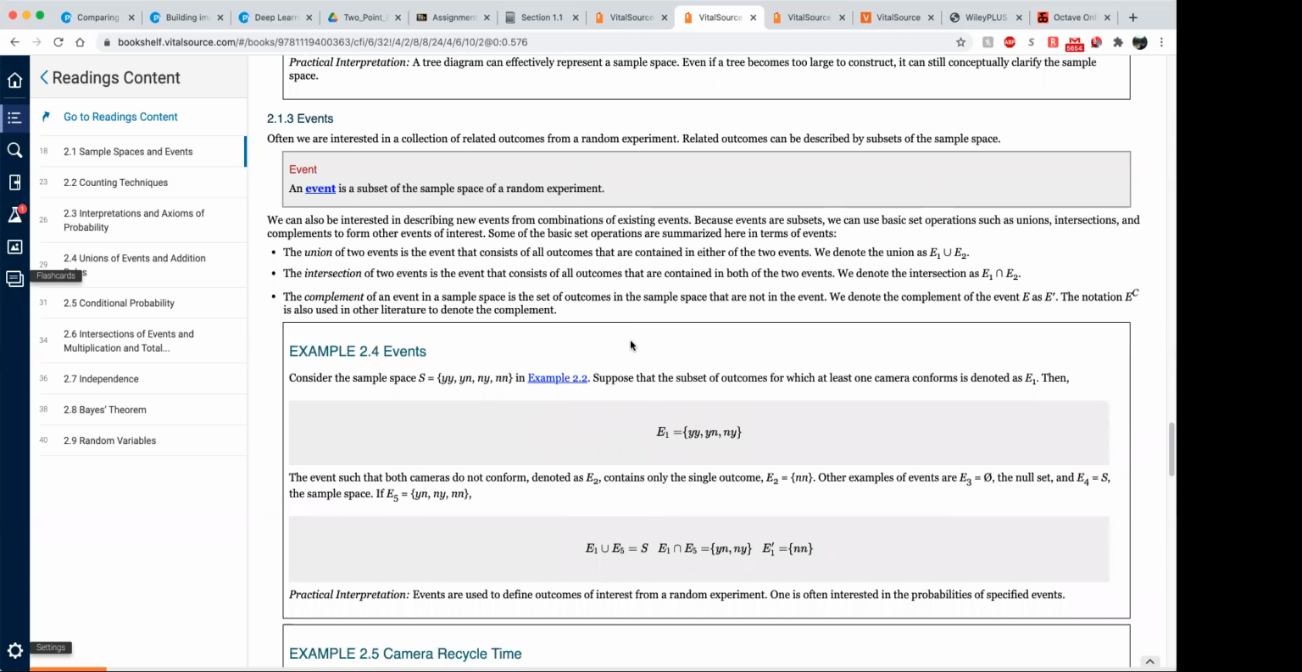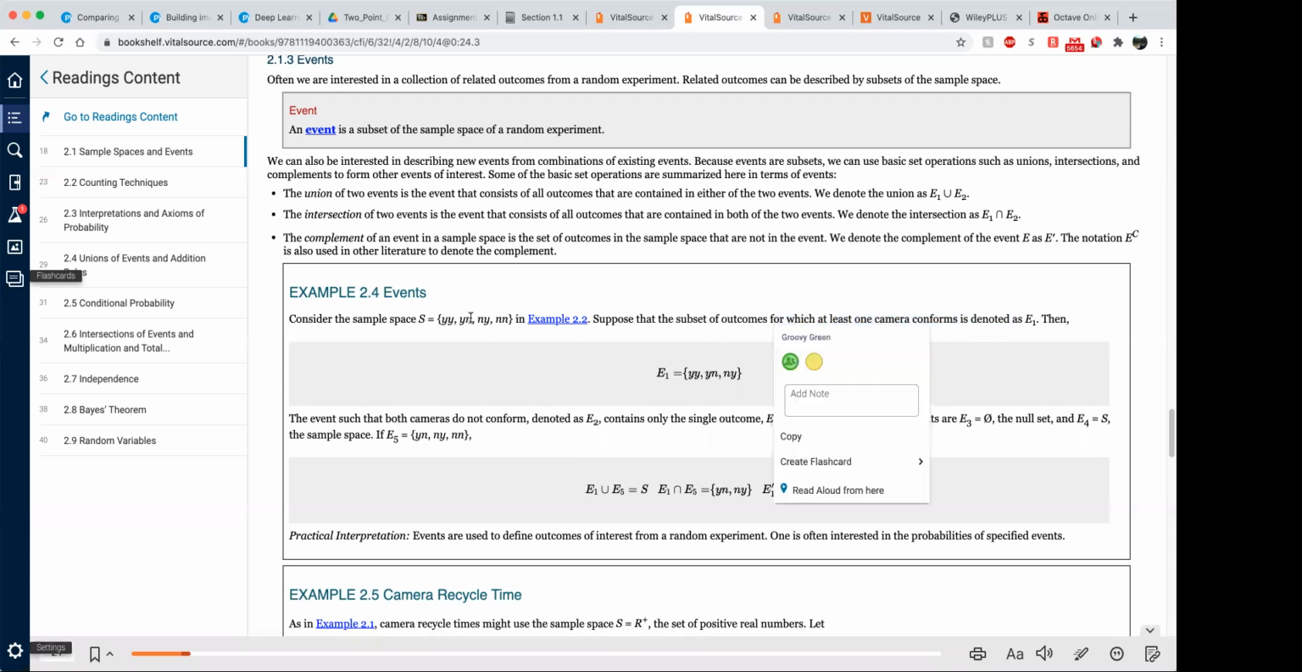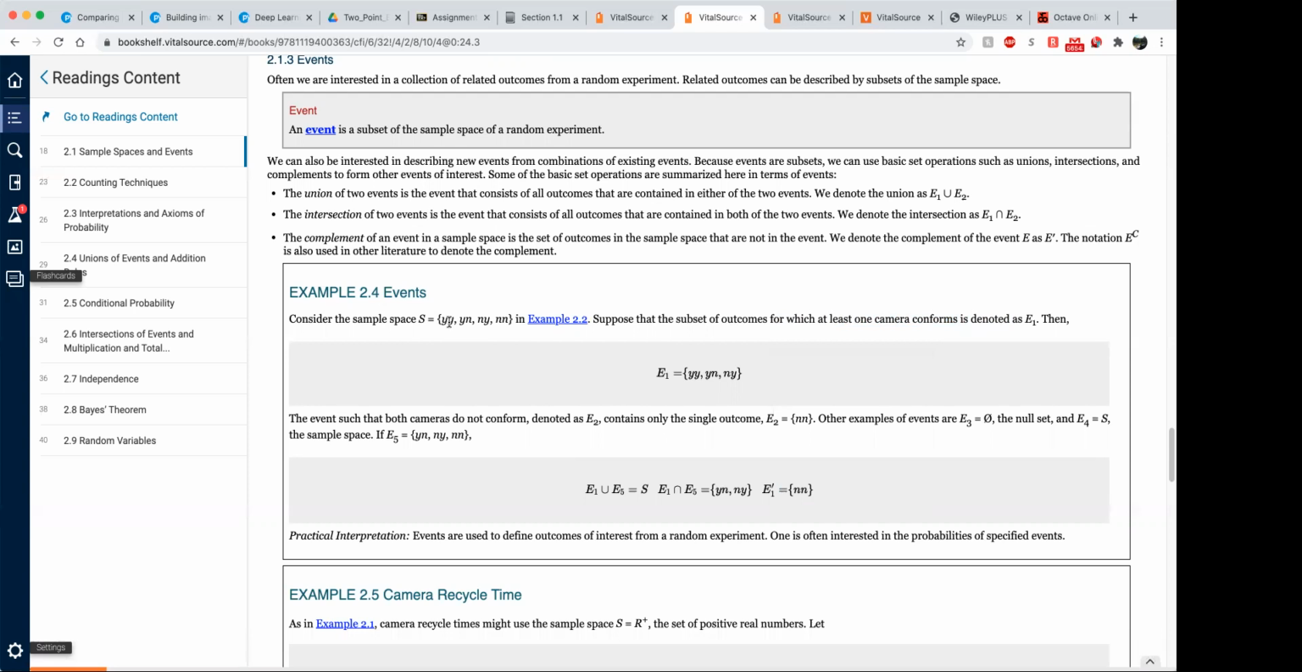Okay, so let's see example 2.4. Consider the sample space YY, YN, NY, and NN. I think Y represents yes and N represents no. Now suppose that the subset of outcomes for which at least one camera conforms is denoted as E1. So here: YY, YN, NY. In the sample space, the outcomes that satisfy our interest are YY, YN, NY, so we choose all the outcomes containing Y, right? So E1 can be considered an event.